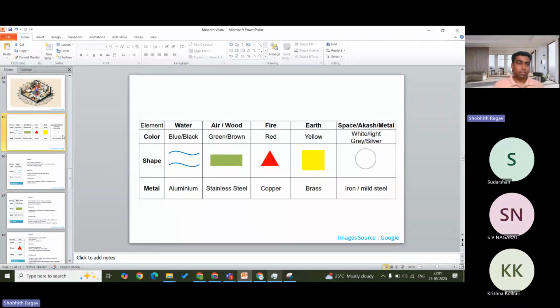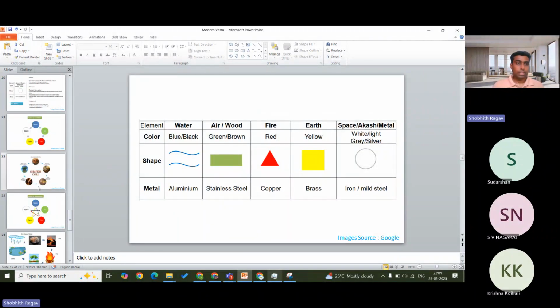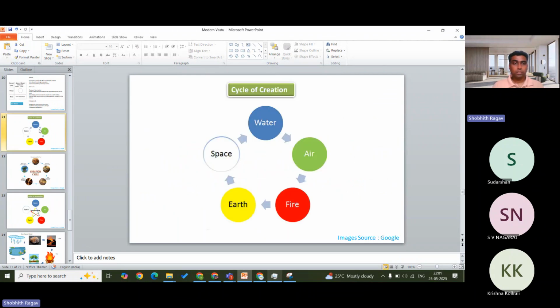Any doubts with respect to the cycle of creation and cycle of destruction?